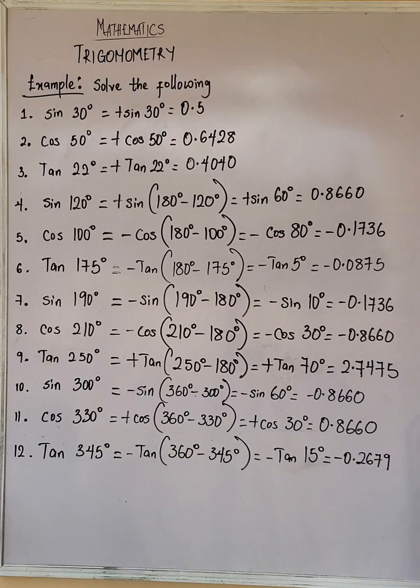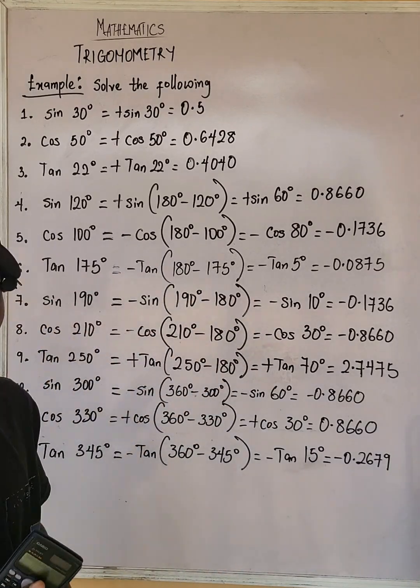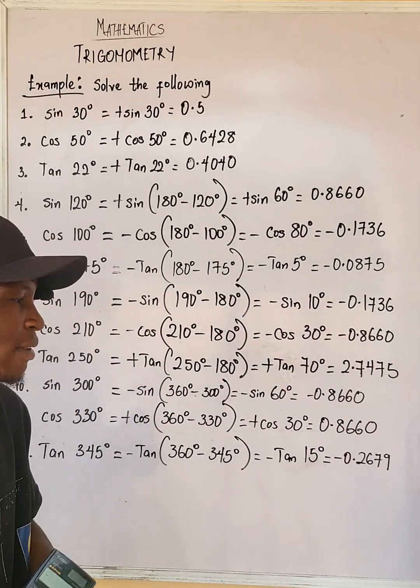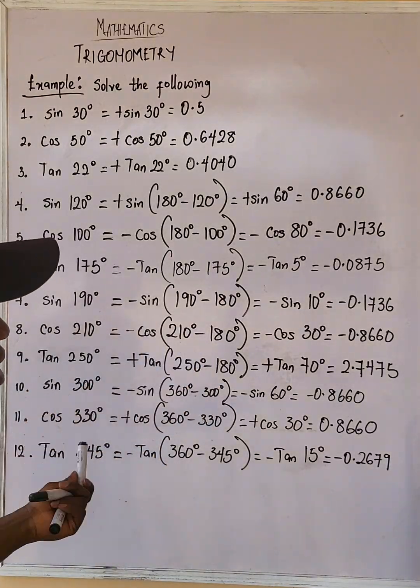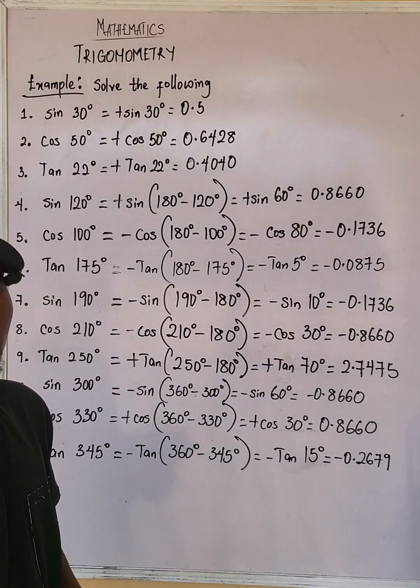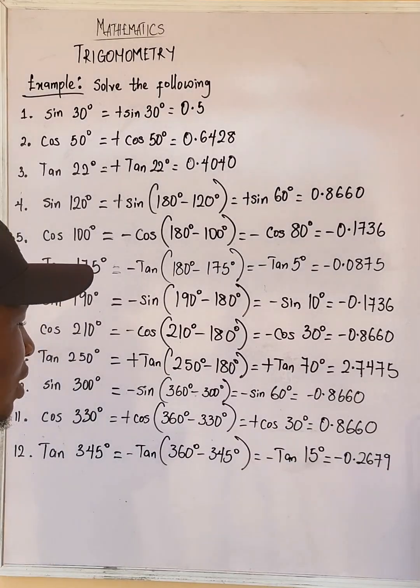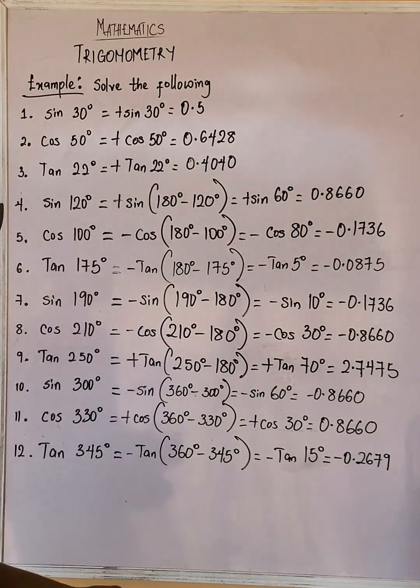Now let's press tan 345 degree direct. That's minus 0.2679. And that's how we solve the whole question. I hope you understand. So whenever you are given questions like this, you can just break it down. It's still the same answer. Let's say you don't even have a calculator. It's still the same answer you will actually get. So this is just using the quadrant method.